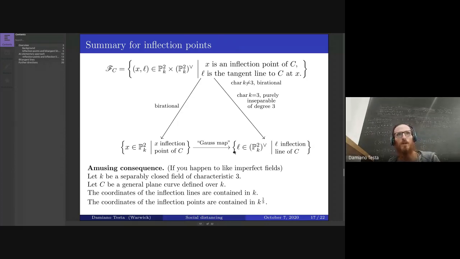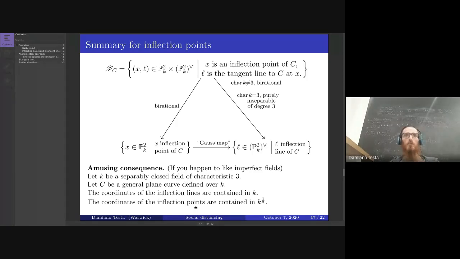So I said I would not really work with non-algebraically closed fields, or that nothing of this sort would play a role. But in case you happen to like imperfect fields, like I tend to do, if you have a separably closed field of characteristic 3, so it has all the separable roots, but all the inseparability you want, and you take a general plane curve defined over this field, a consequence of this result is that the coordinates of the inflection lines are contained in K. So the inflection lines are defined over a separable extension of the ground field. And if your field is separably closed, they're already in the ground field.